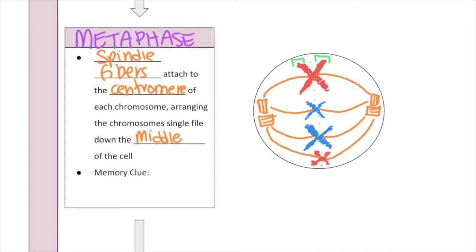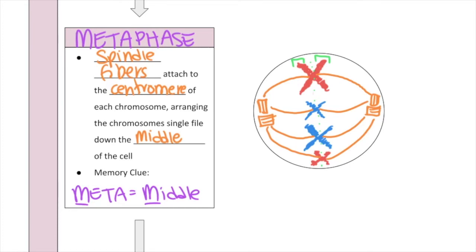The spindle fibers attached to the centromeres of each chromosome and arranged those chromosomes so that they lined up perfectly down the middle of the cell, so that one chromatid of each of the 2 chromatids will be pulled apart to opposite sides of the cell in the next phase. The memory clue I use for metaphase is that meta means middle. So M for meta, M for middle.